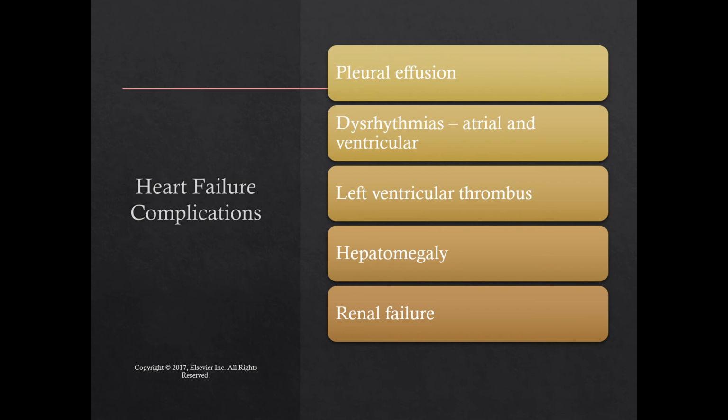Which is going to just worsen the patient's perfusion, because thrombus means that blood is not able to get through. Hypoxemia, ischemia, and if it dislodges, it could travel to the heart, causing myocardial infarction, or travel to the brain, causing thrombotic or ischemic stroke, right? We talked about hepatomegaly, we've talked about renal failure, same reasons we've talked about, right?